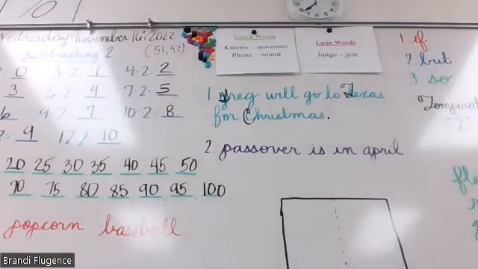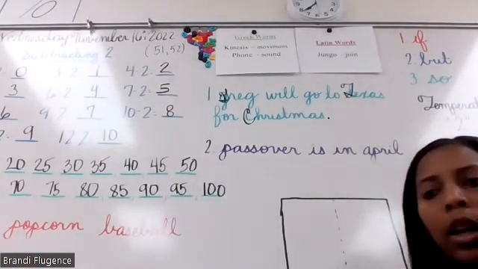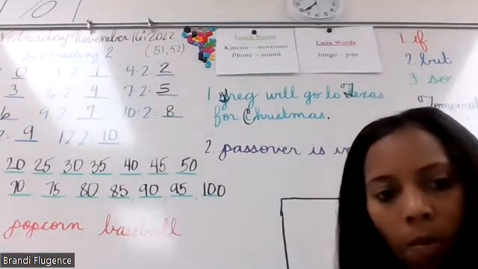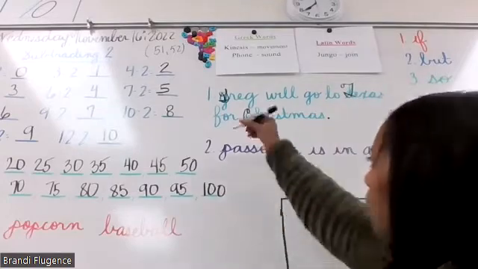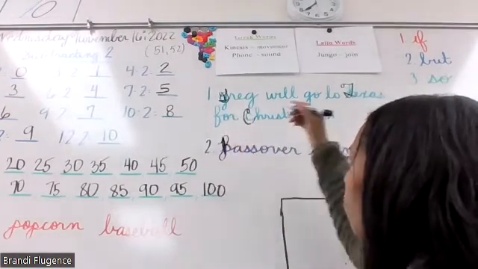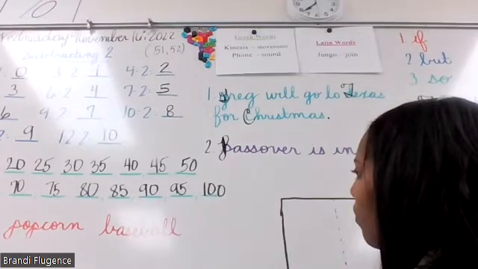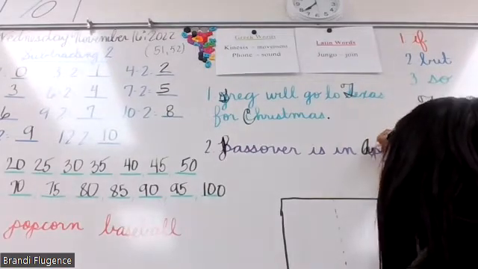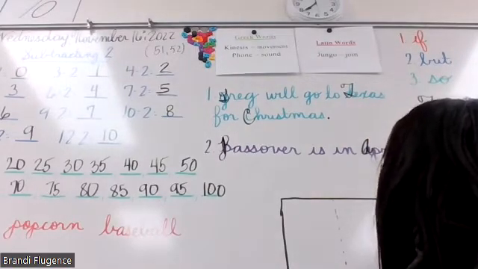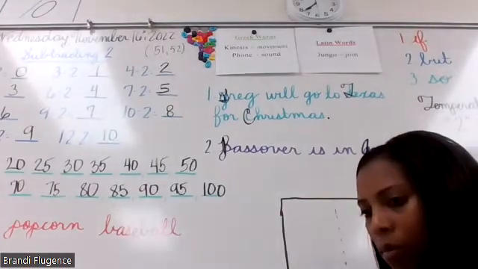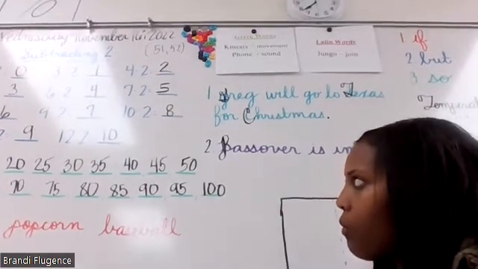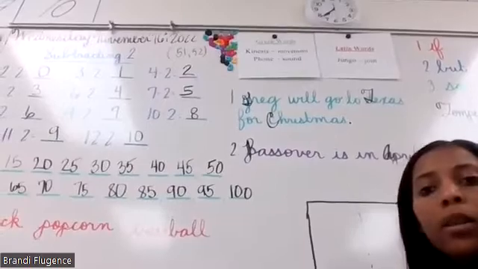Number 2, Passover is in April. Elijah? Capitalize the P in Passover. Capitalize first letter P. Capitalize the A in April. A in April, how do I finish it? Good. The period. All right, good. So tomorrow's set.